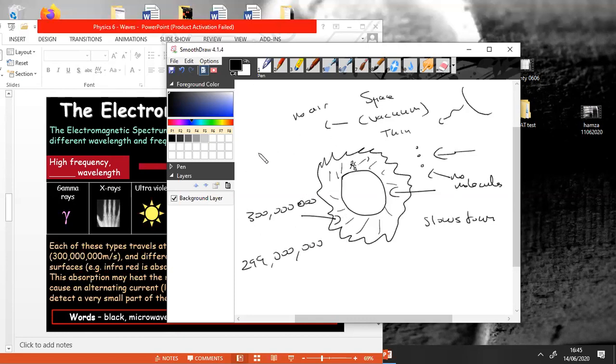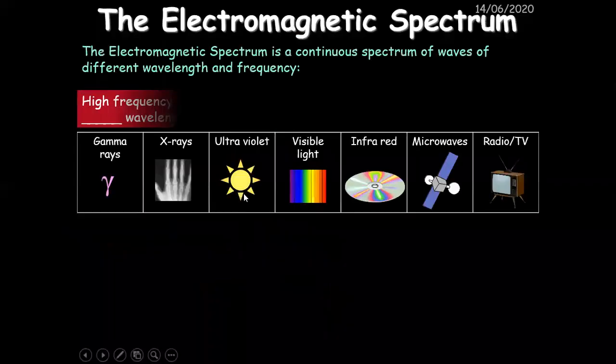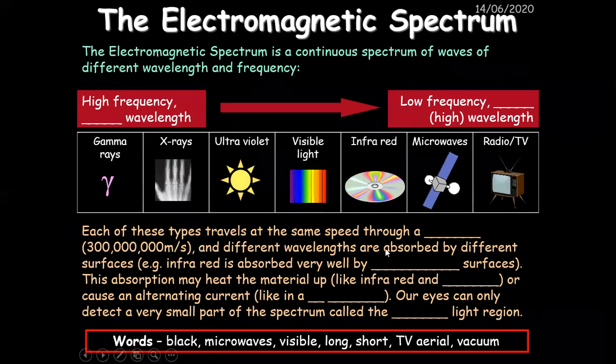So whenever light goes from something thinner into something thicker, it slows down. There's nothing thinner than a vacuum. The vacuum is the thinnest thing you can get because there's nothing in it. Yeah, there's nothing to make it thick. So therefore, light will be traveling at the highest speed in a vacuum. So let's look at this. So each of these types travel at the same speed through a vacuum, 300 million meters per second. And different wavelengths are absorbed by different surfaces. If you go out on a hot day and you wear something black, you're going to feel warmer than if you wear something white. Why? Because a black surface absorbs infrared very well. It absorbs heat. So infrared is absorbed very well by black surfaces.